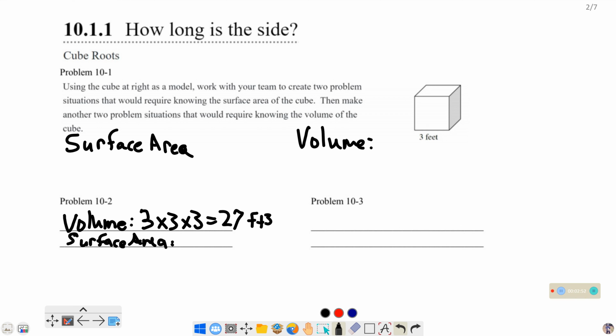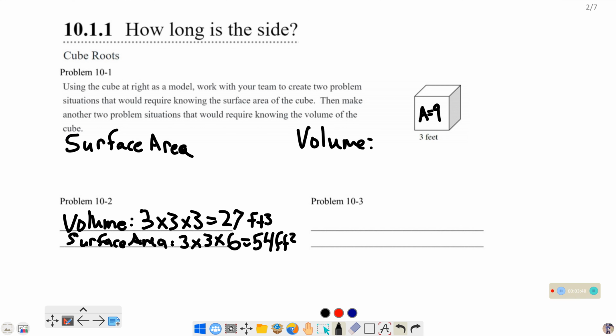Okay? Surface area. To find the surface area, you need to find the area of one face. If you know one side, you know all the sides, but we only need to pay attention to a two-dimensional side here. 3 times 3 gives me an area of 9. And then you have to ask yourself, okay, how many faces are there? Remember a die, like when you're playing a dice game. How many numbers are on a die? Well, there are 6. And therefore, I can do the 3 times 3, which was the area, times 6 sides. 3 times 3 is 9, times 6 is 54. Notice this is feet squared.